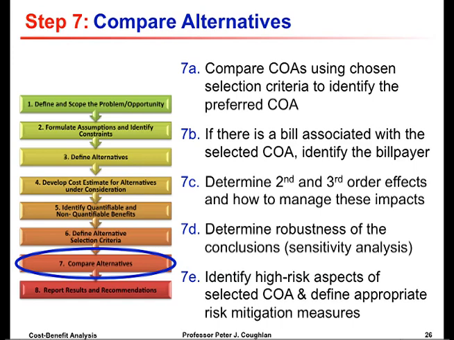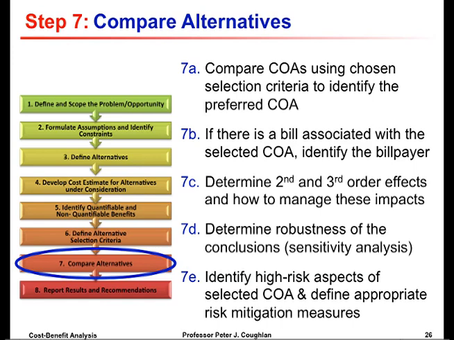The next step, again, if there's a bill associated with the COA, identify the bill payer. Make sure you determine the second and third order effects and how to manage those impacts. We'll talk about each of these in a little more detail. Determine the robustness of the conclusions. This is the sensitivity analysis, how the conclusions change if certain assumptions or costs or benefits change. And finally, 7E is risk assessment, risk management. Identifying the risks and how we're going to mitigate those.